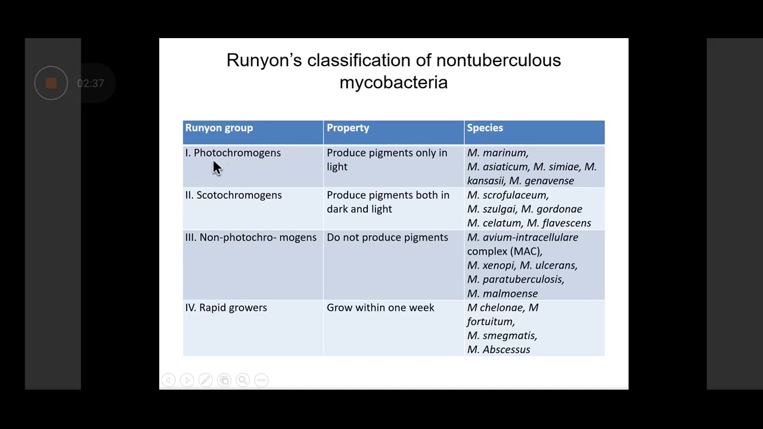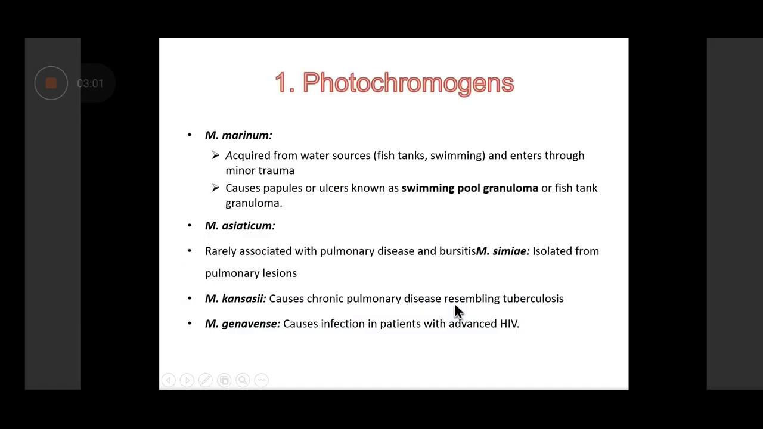Remembering is very easy. As the name suggests, photochromogens produce pigment in light, scotochromogens in both light and dark. Non-photochromogens will not produce pigment at all, and rapid growers, as the name suggests, grow rapidly within a week. We all know that mycobacterium takes a long time to grow, 4 to 8 weeks, but these grow within 1 week. And please remember 1 or 2 examples.